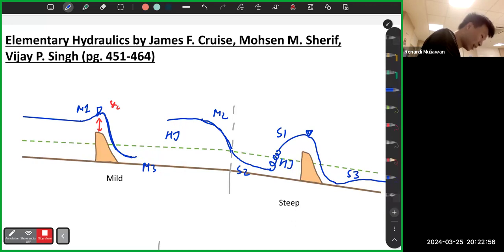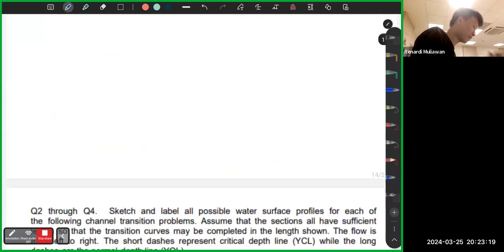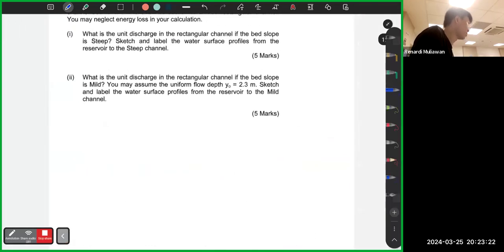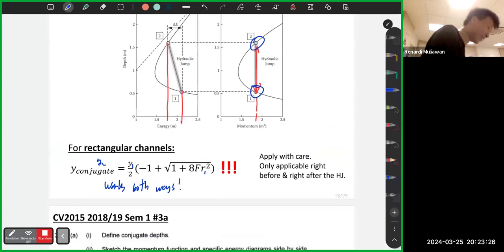It's actually an arbitrary depth. It's not yc. Then they go to the hydraulic jump. So be careful when drawing. If you draw very quickly, you get yc, it's okay, but in actuality it's not yc. The conjugate depth is not yc. Those are the two most common misconceptions, and even in past papers, for CV2015, some people made that mistake. So be careful, okay?